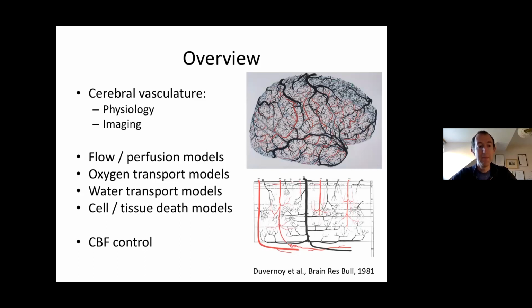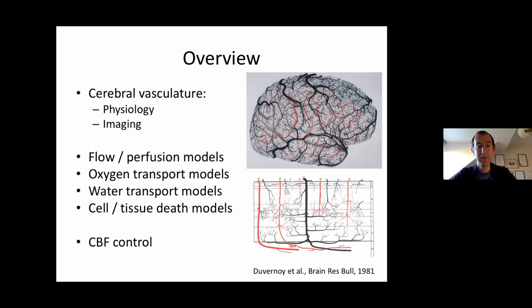I'll then spend most of the time talking about flow and perfusion models, but I will talk a little bit about how this can be extended to oxygen transport, to water transport, and to cell and tissue death models, because these are all obviously a key part of the INSIST consortium and what we're planning to do, but also the wider picture in terms of modeling the response to ischemia and to stroke. And if I have some time at the end, I'll finish off by talking a little bit more about cerebral blood flow control.